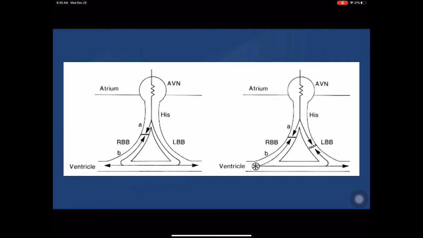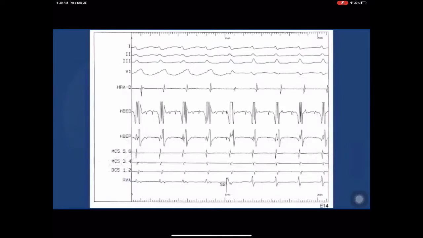When you put a PVC in, what you do is you reset everything. So the PVC comes in early and gets to this point earlier than it would have if you did this. And therefore, it basically stops this motion. And the next beat that comes down is always normal. And that's what you see here. So the correct answer here would have been answer number A.